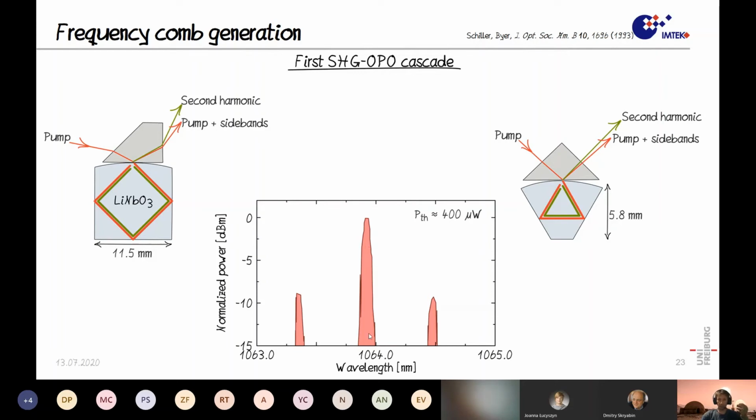You see the pump light here in the central region. And if you launch just 400 microwatts into it, you see the sidebands just centered around the pump. So basically, this is the first rudimentary comb.